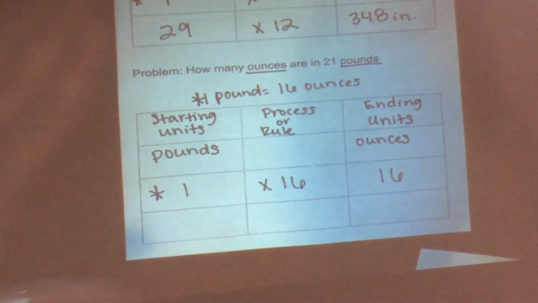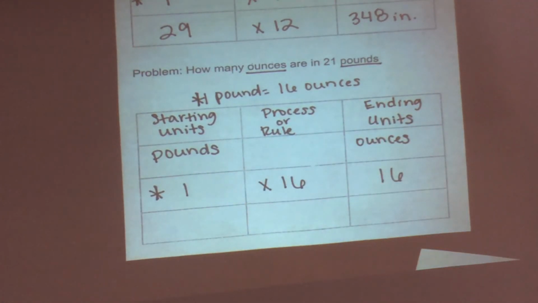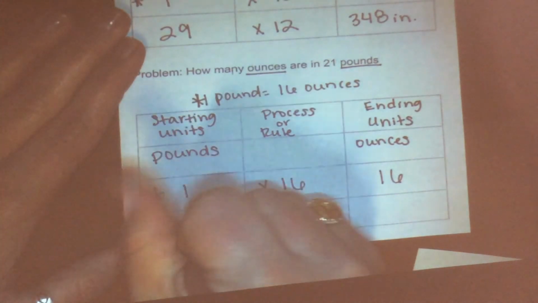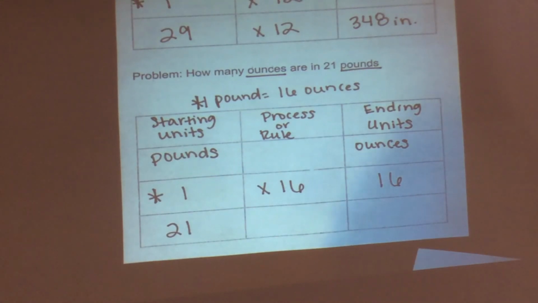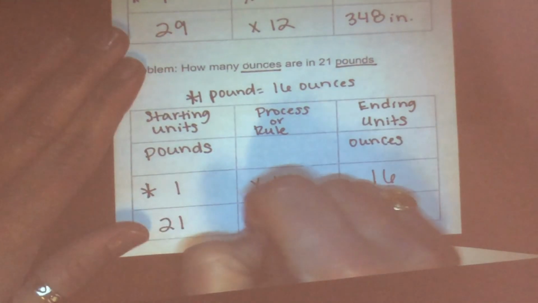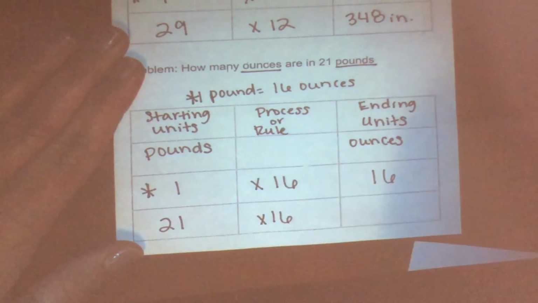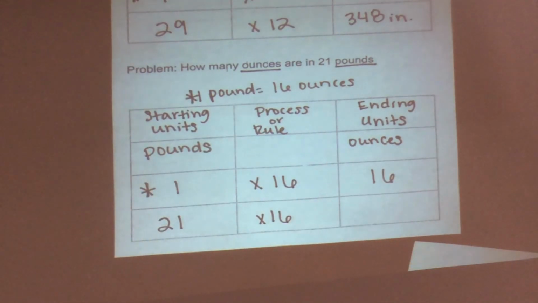The next step says using the amount from the original problem, fill in the starting amount. What is my starting amount? 21. That goes underneath pounds. And what's my times rule? Times 16. Has everyone multiplied that?